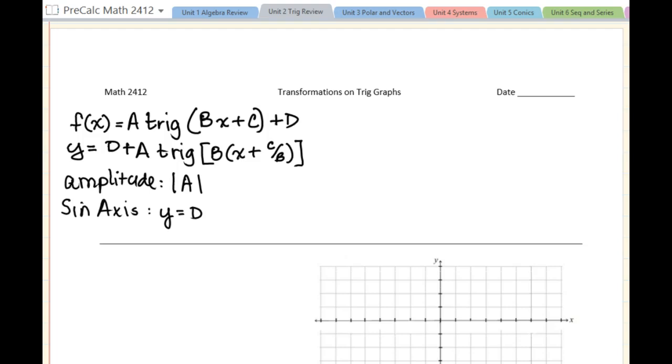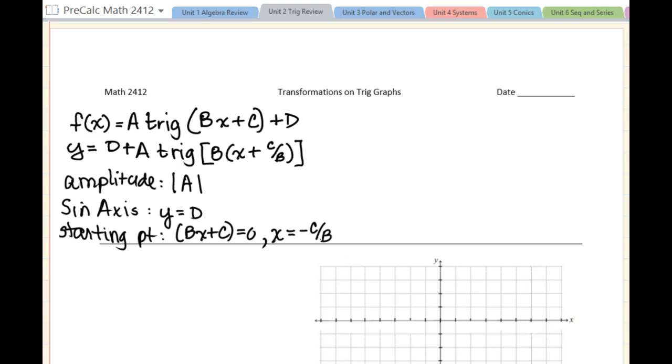Other things that we need to find is going to be our starting point. And we find that by letting my parentheses bx plus c equal to 0. You can also find it by letting this parentheses equal to 0. In either case, you're going to find that x is equal to negative c over b. So we're going to use that starting point as well.